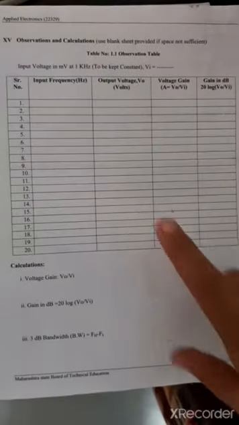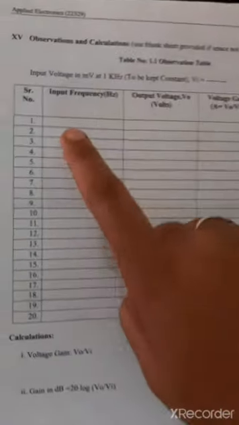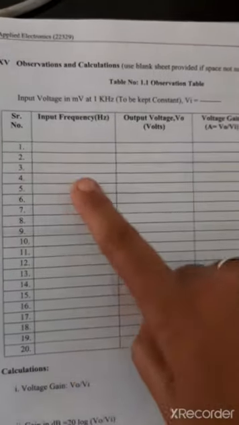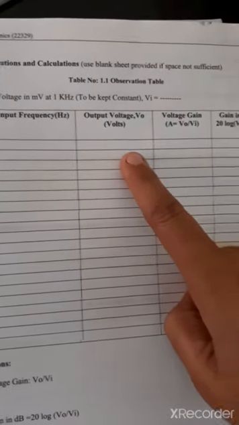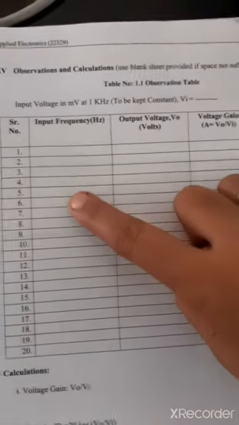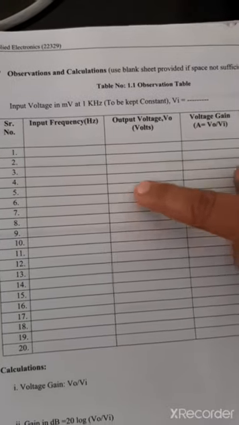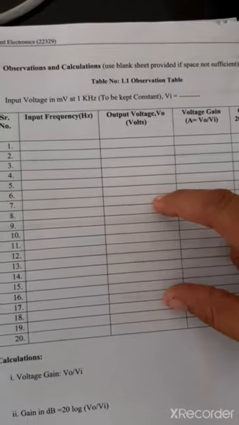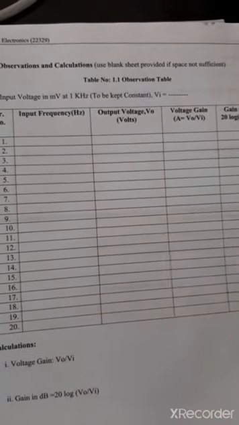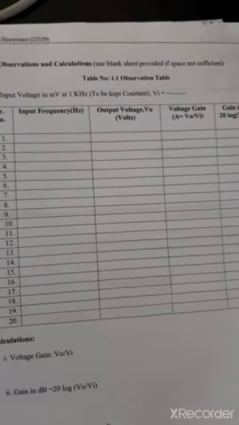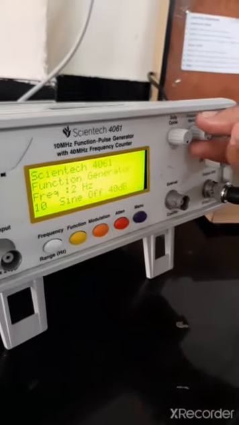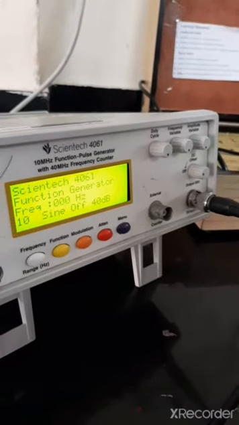And this is our observation table. In that, this is your input frequency and we measure the output voltage. When we increase the frequency, we can observe the output voltage waveform on CRO. At low frequency, your output voltage goes on increasing. In mid frequency, you get a constant output voltage, and at high frequency, your output voltage goes on decreasing. Now as per our observation table, we can change the input frequency and observe the waveforms on CRO.